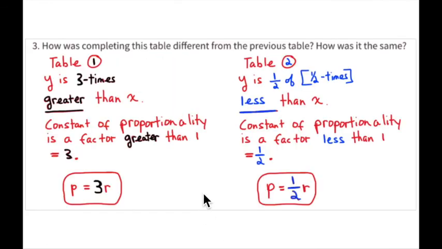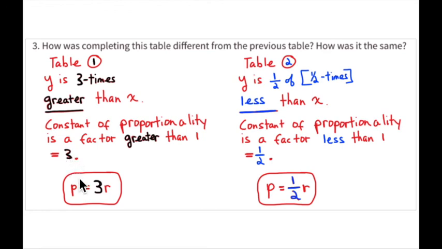All right, so how are these tables different? In table 1, y is 3 times greater than x. So the number of people served is 3 times greater than the cups of rice. So the constant of proportionality is greater than 1. So the number of people served is going to be greater than the cups of dry rice. The constant of proportionality is a factor greater than 1.